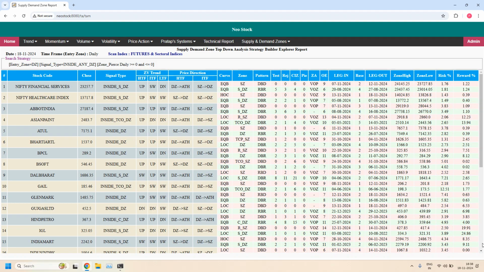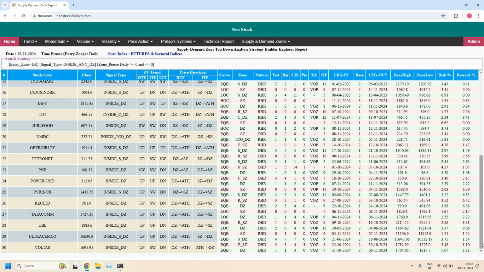Daily demand zones, price closed inside the daily demand zones. I'm scrolling the list down. So total 30 stocks are filtered. In all these 30 stocks, prices are closed in these daily demand zones.